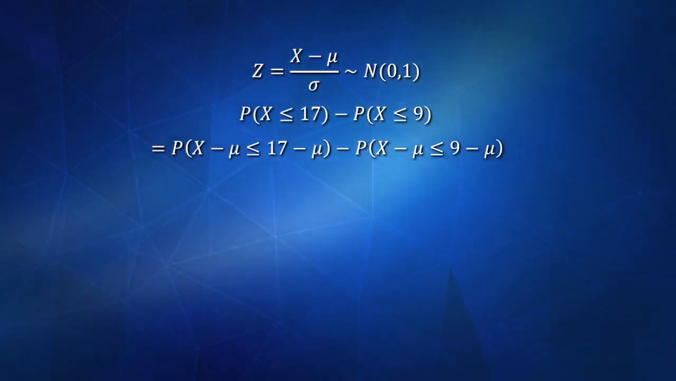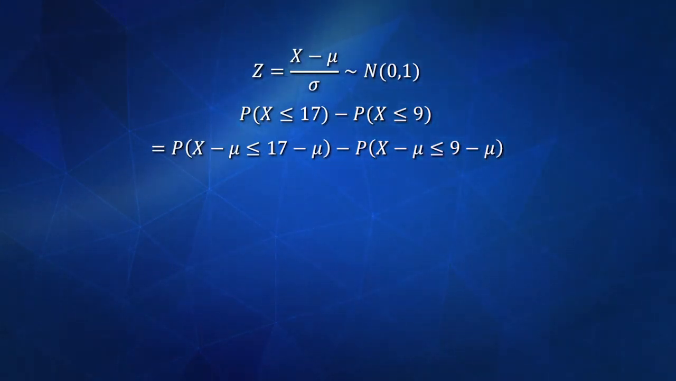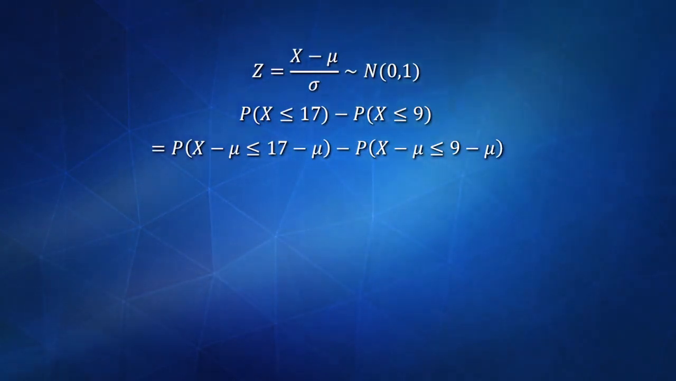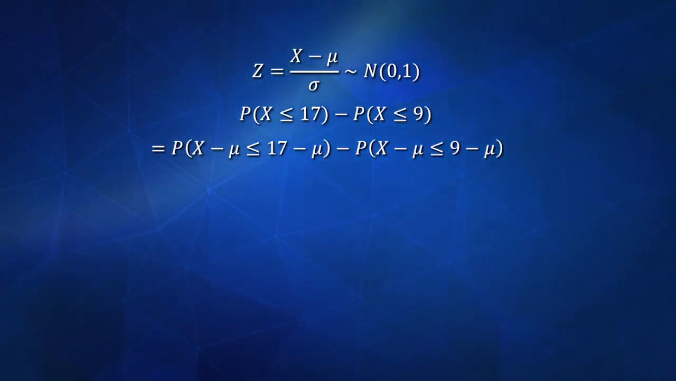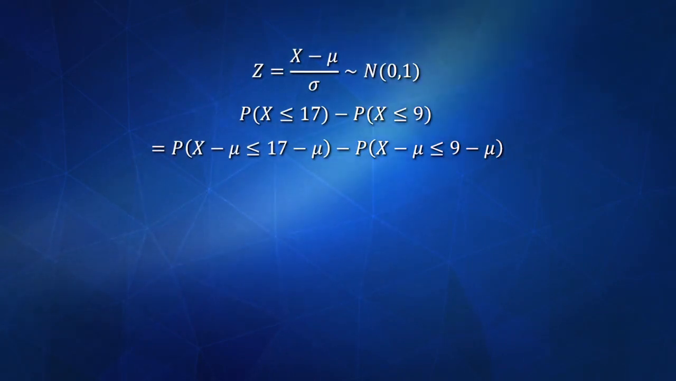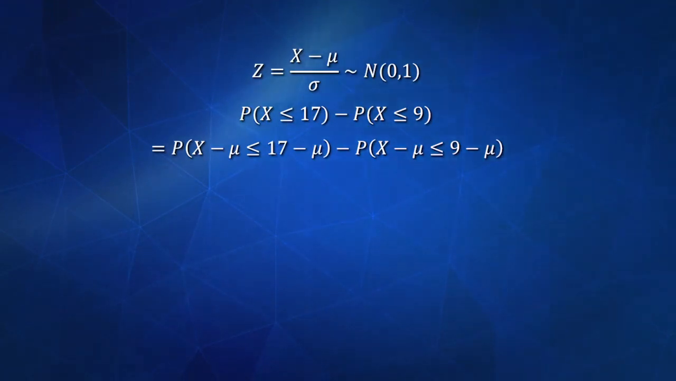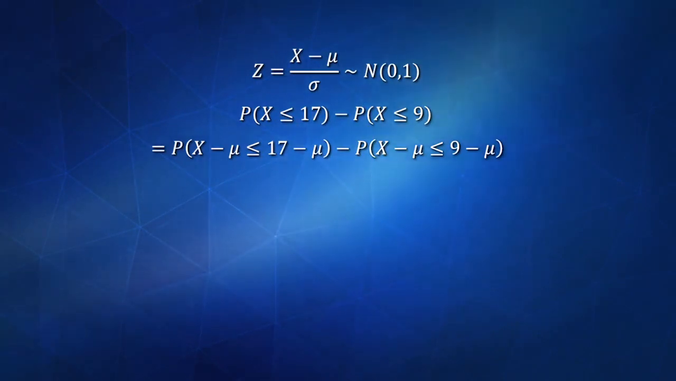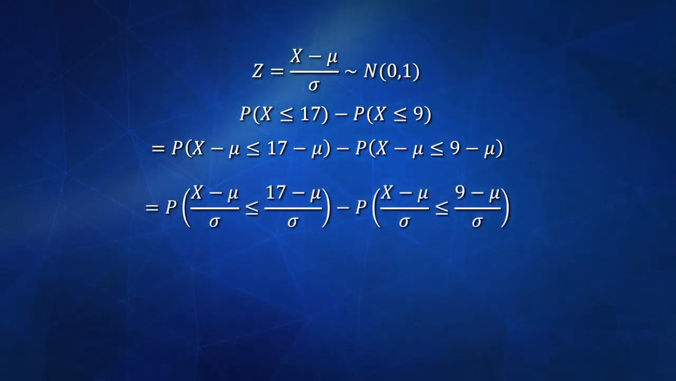So instead, again, we want this difference: the probability that x is less than or equal to 17 minus the probability that x is less than or equal to 9. So x minus mu is less than or equal to 17 minus mu, minus the probability that x minus mu is less than or equal to 9 minus mu. So all we did here was take our random variable x and subtract out the mean from both sides, right? So x minus the mean, 17 minus the mean. X minus the mean, 9 minus the mean. What do you think we're going to do next? Well, we've subtracted the mean. Our next step is to divide by the standard deviation.